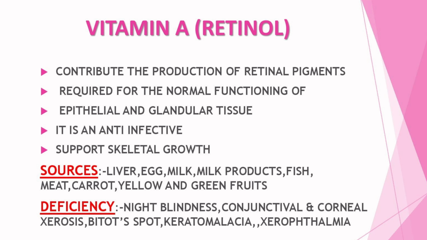Now let us see fat soluble vitamins. The first one is vitamin A. It is also called retinol. This contributes to the production of retinal pigments. This is required for the normal functioning of epithelial and glandular tissues. This acts as an anti-infective and it supports growth, especially skeletal growth. The sources of vitamin A are seen in liver, egg, milk and milk products, fish, meat, carrot, yellow and green fruits.